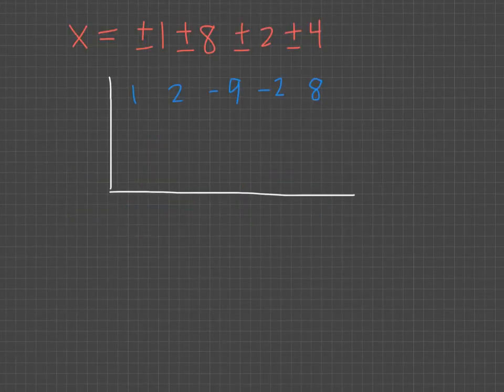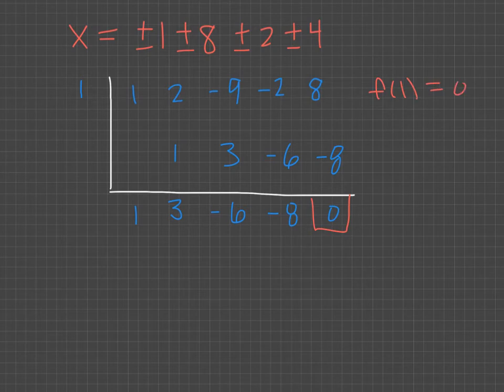So here's the setup. I've got the coefficients listed there. Let's pick one of those possible rational zeros to try. And let's just start with 1. Bring down the 1, multiply, add down, multiply, add down, multiply, add down, multiply, and when we finally add down, we get 0. So that tells us that 1 is a 0 because f of 1 equals 0.